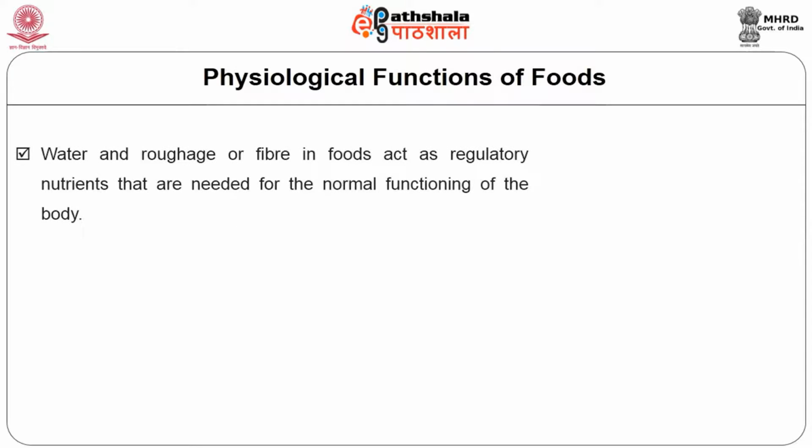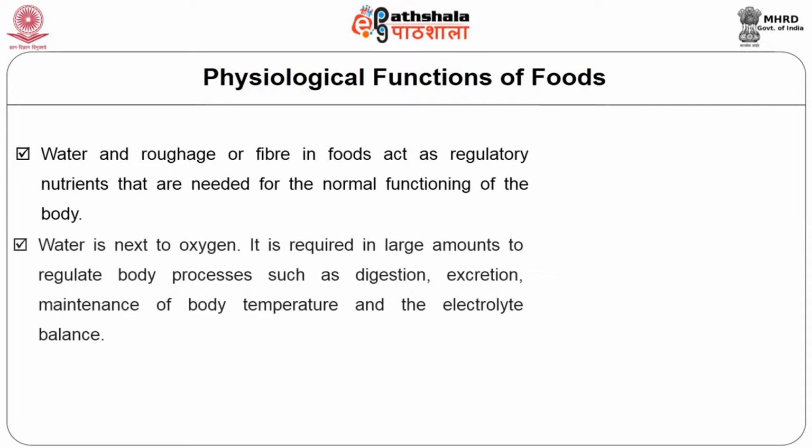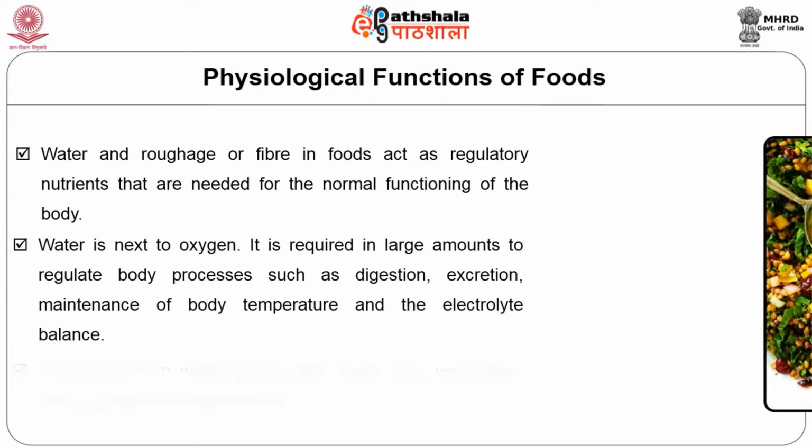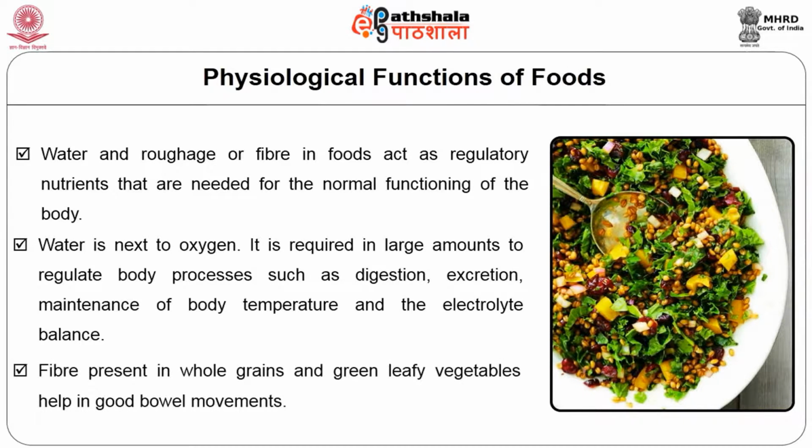Water, roughage or fiber in foods act as regulatory nutrients that are needed for the normal functioning of the body. In importance and need, water is next to oxygen. It is required in large amounts to regulate body processes such as digestion, excretion, maintenance of body temperature and the electrolyte balance. Fiber present in whole grains and green leafy vegetables help in good bowel movements.